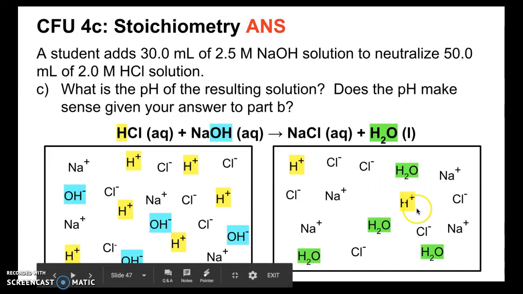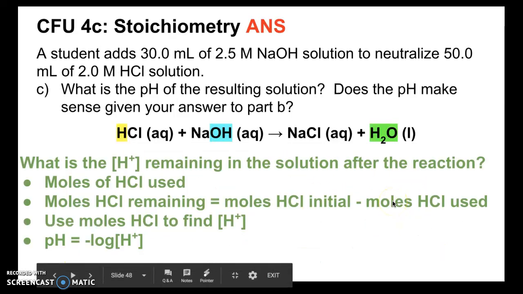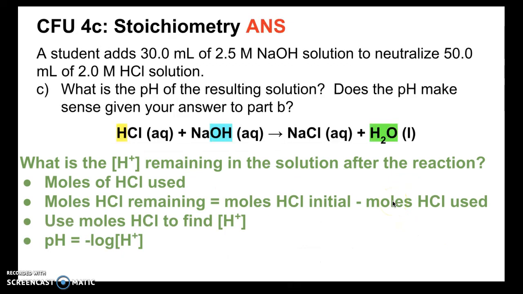So essentially what we want to know is what's left over. To figure out the concentration of H+ remaining in the solution, there are some things that we need to know. We need to know the moles of HCl that we used in the first place. So what is the moles of HCl that we started off with in this reaction? And we'll use the information of 50 milliliters and 2.0 molar of HCl to find that mole.